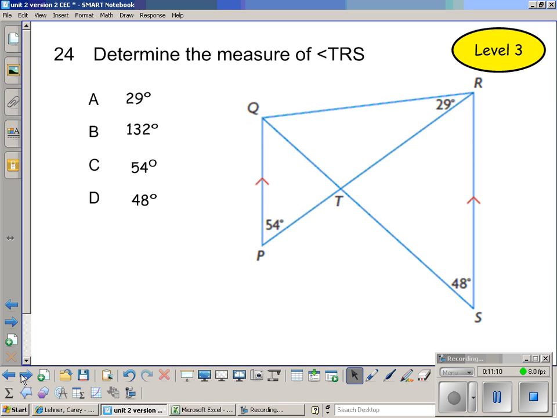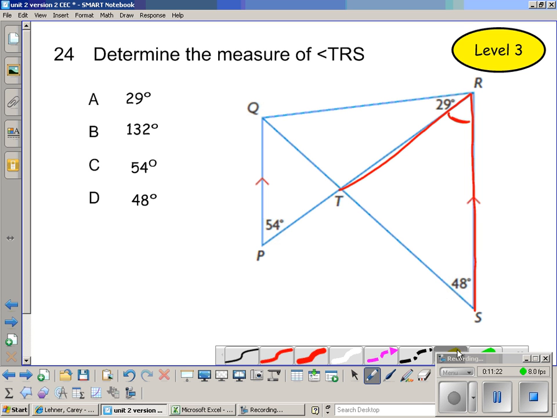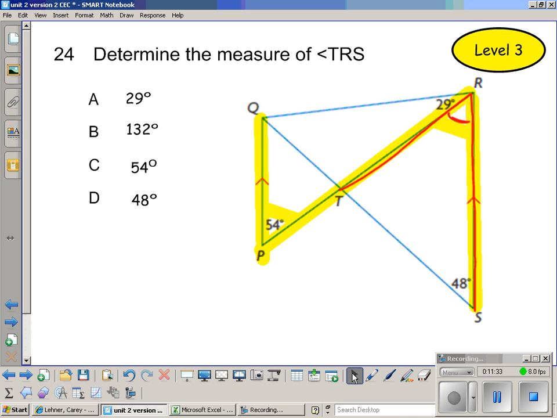TRS. So what we are looking for is this angle here. So again, if we look at our parallel lines, we have a transversal right here that cuts them. We have our alternate interior angles, and alternate interior angles are the same. So the angle would be 54 degrees, which is C.